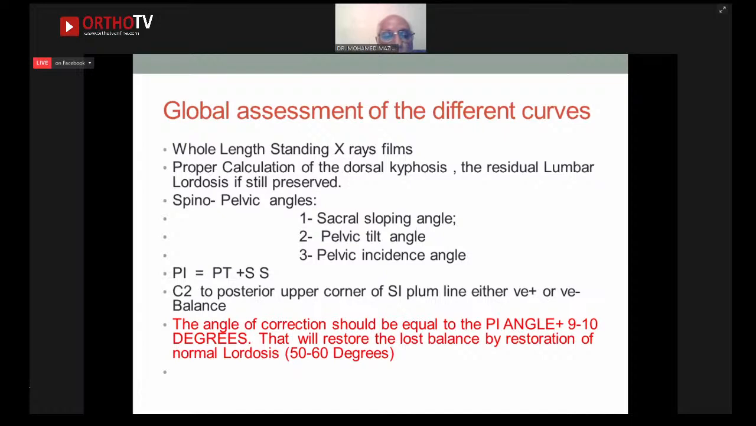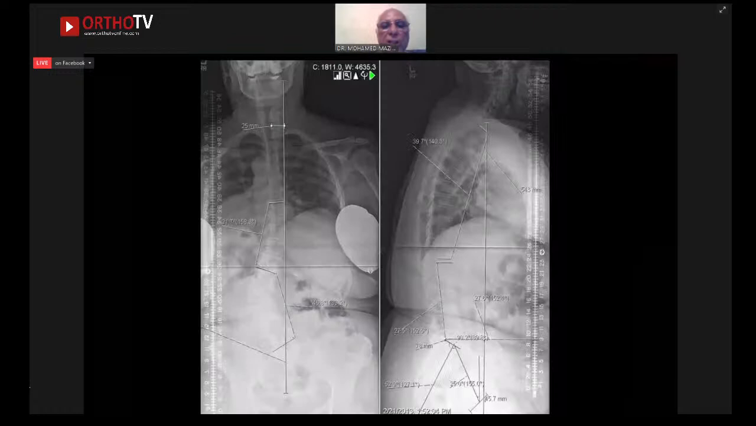The C2 posterior upper corner plumb line is very important, whether it is positive or negative. The magnitude of the angle of correction should be equal to the pelvic incidence plus 9-10 degrees. That will restore the lost balance by restoration of the normal lordosis, which is normally between 50 and 60 degrees. This calculation has to be in mind if you are planning surgery, putting the whole spine balance in your consideration.